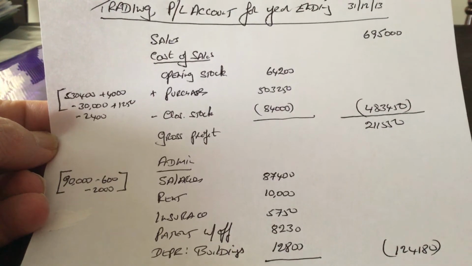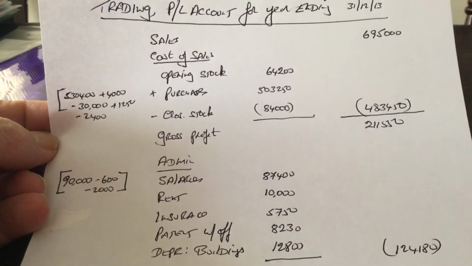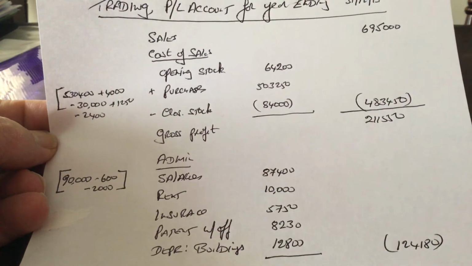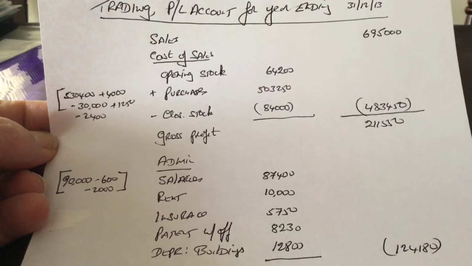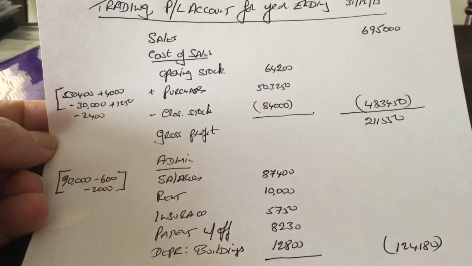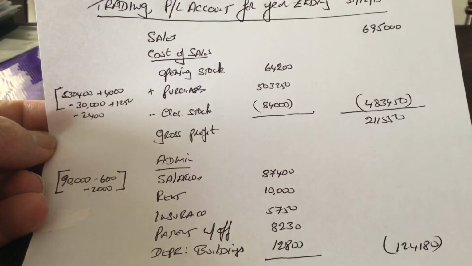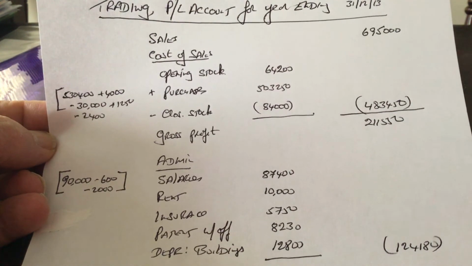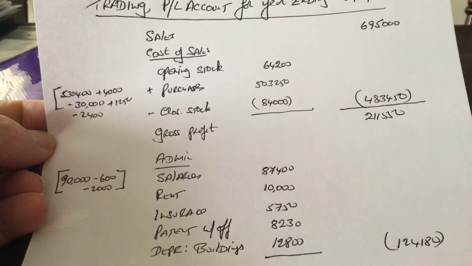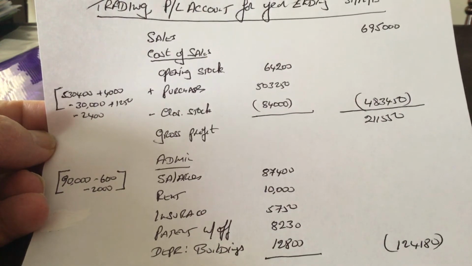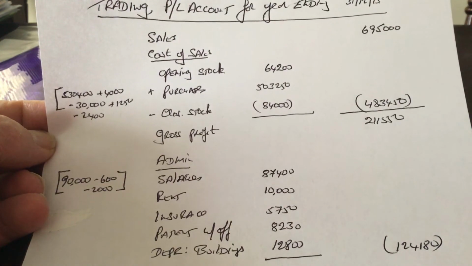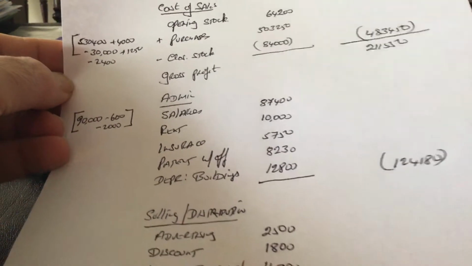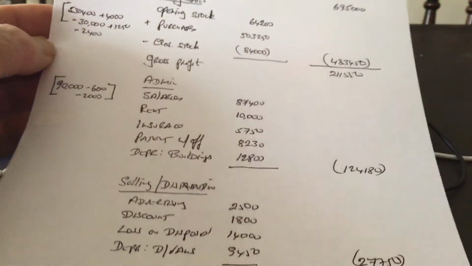Now go to your closing stock on the credit side of your adjusted trial balance. You'll come across 80,000 and then you'll come across 4,000, and that's your closing stock of 84,000. So 64,200 plus 503,250 minus 84,000 will give you 483,450, and take that from your sales, it gives you a gross profit of 211,550.